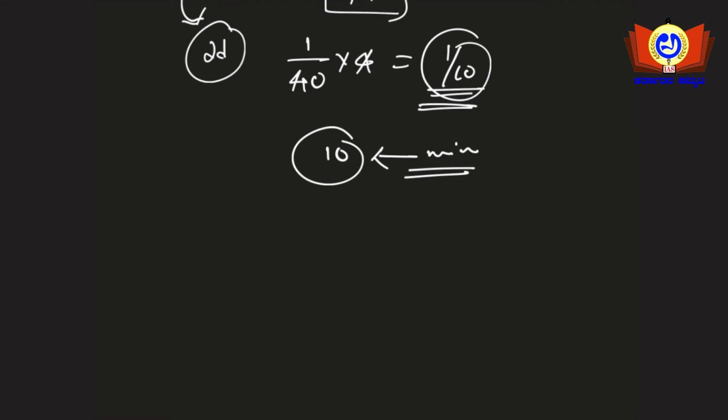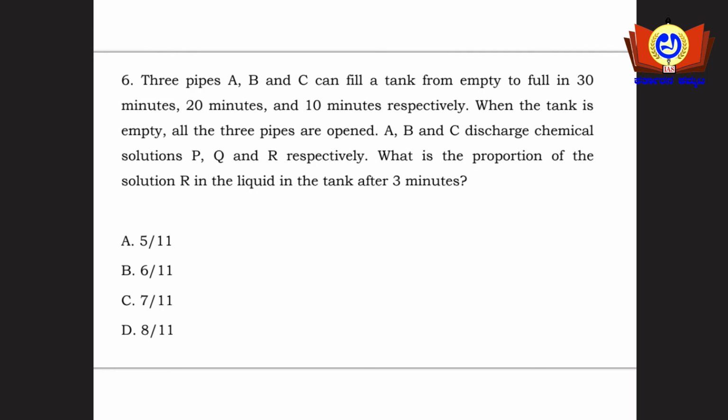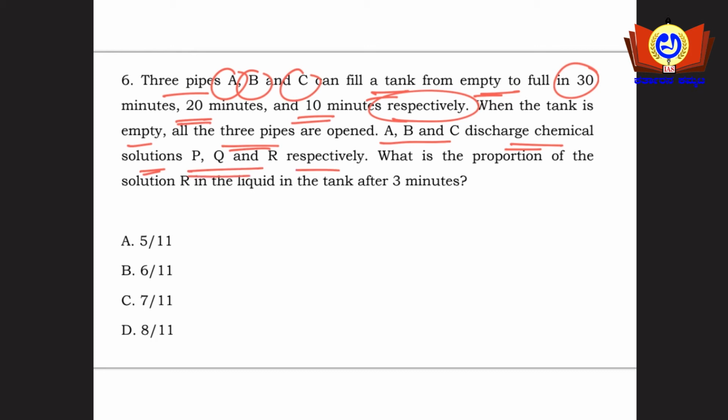Moving on to the next question. This question is based upon 3 pipes. Three pipes A, B and C can fill a tank from empty to full in 30 minutes, 20 minutes and 10 minutes respectively. When the tank is empty, all the 3 pipes are opened. A, B and C discharge chemical solutions P, Q, R respectively. What is the proportion of the solution R in the liquid in the tank after 3 minutes?